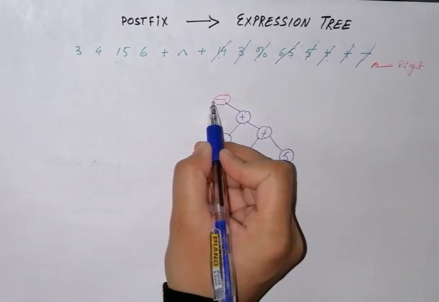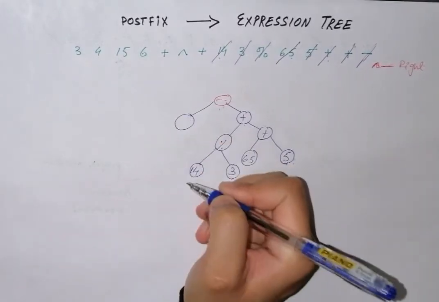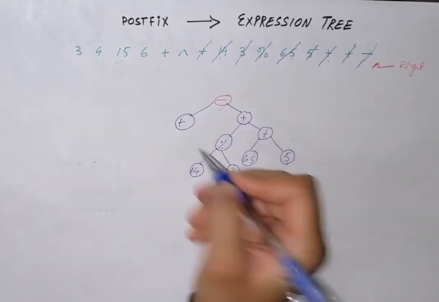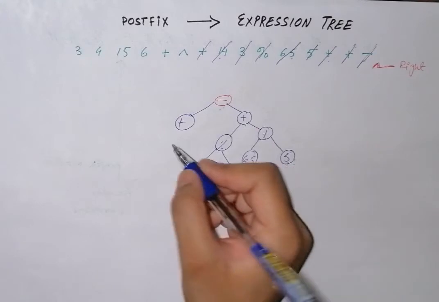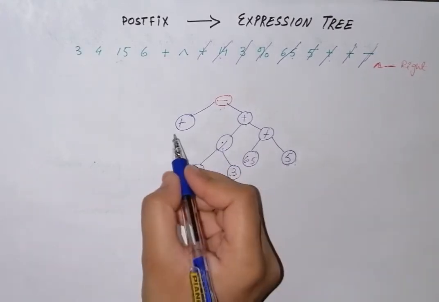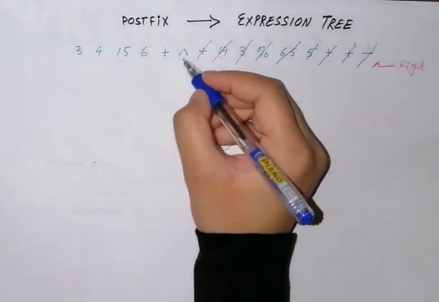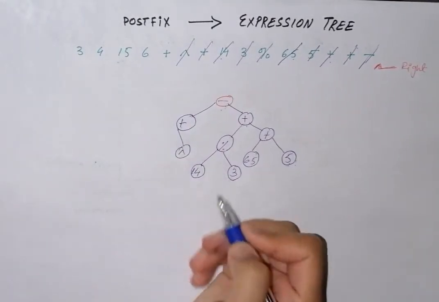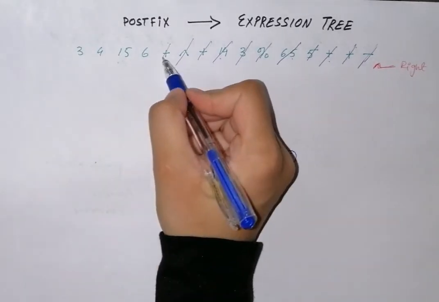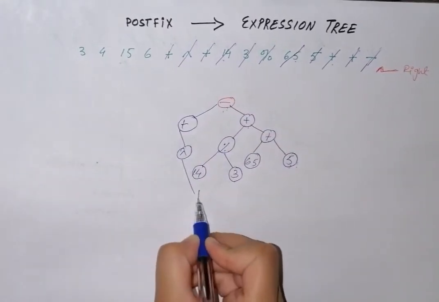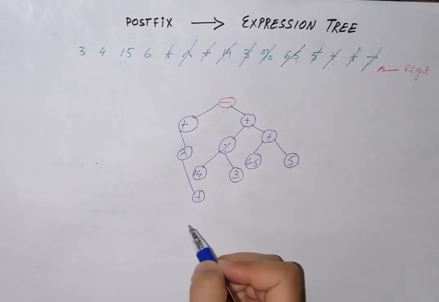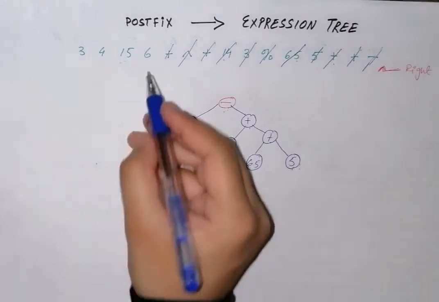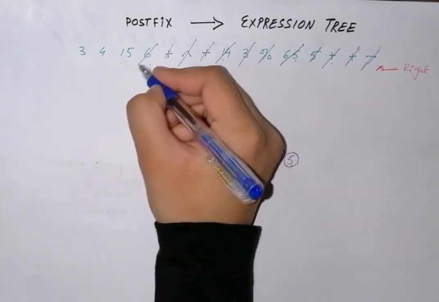Now whatever value I encounter, I'll directly insert it over here, either operator or operand. So what I have encountered is plus, so plus will go here. After plus, the next value is again power. So power will become the right child of my plus node. And then again I have received plus, so this plus will also become the right child of the given power node. Okay, so the next character that I will encounter is 6.